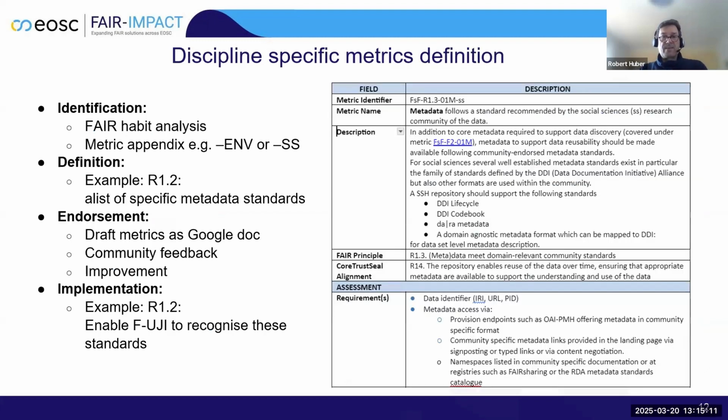So here's an example of what the discipline-specific metric definitions looked like. Initially, we used simple Word or Google Docs to describe this in a descriptive way. This is an example for the social sciences, where we define the specific standards which are used by the community, which could, for example, be expected within a test: the DDI Lifecycle, Codebook, and so on.